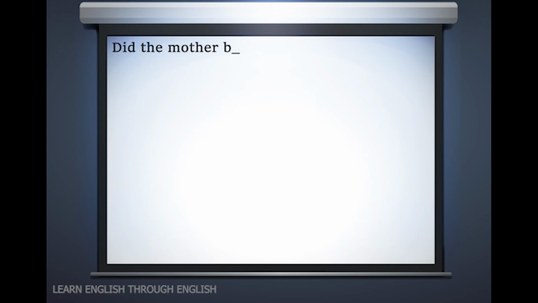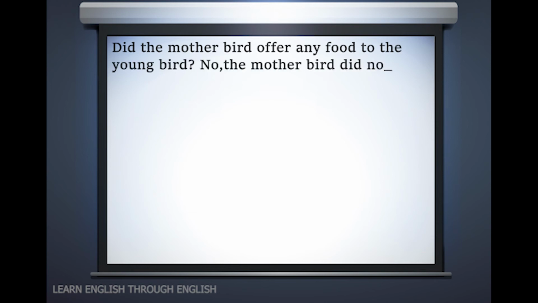Did the mother bird offer any food to the young bird? No, the mother bird did not offer any food to the young bird.